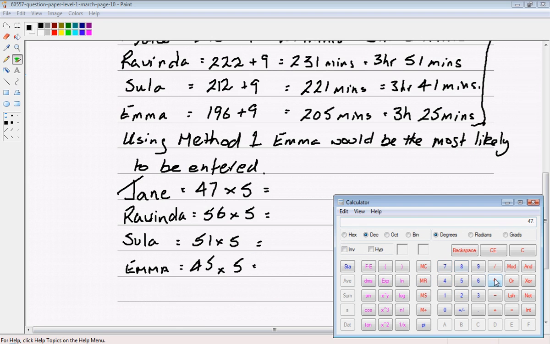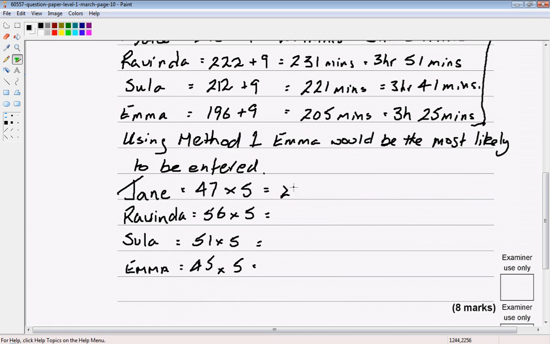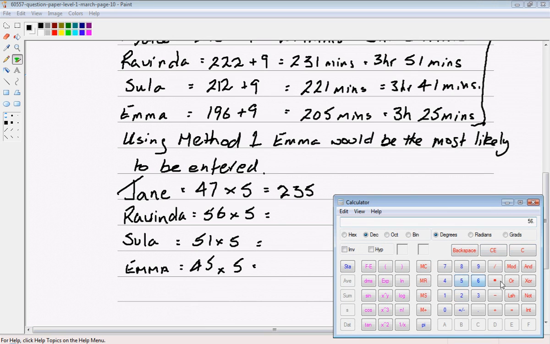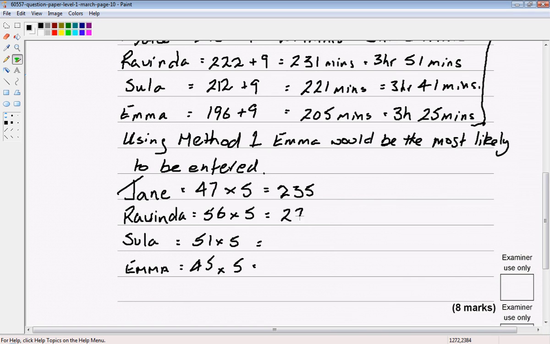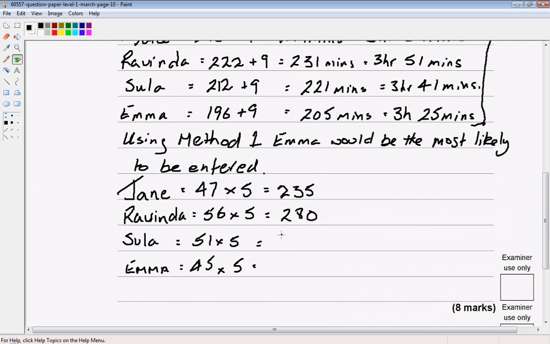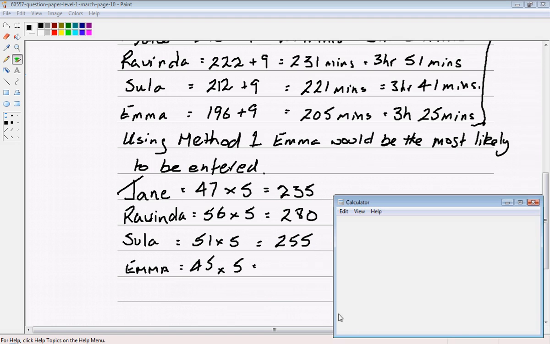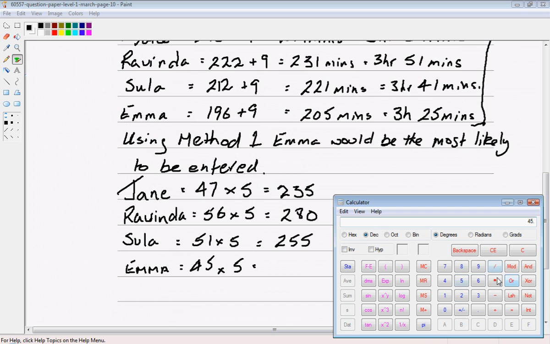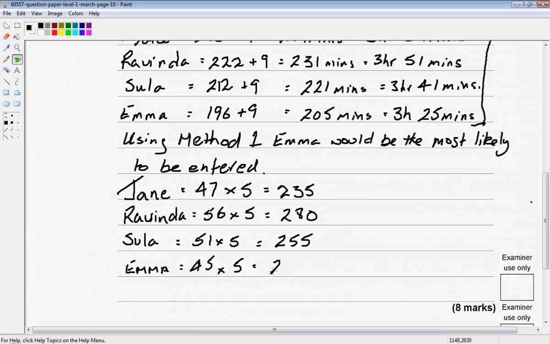So 47 times 5, 47 times 5 gives us 235. And then we have 56 times 5 gives us 280. 51 times 5 gives us 255, and 45 times 5 gives us 225.